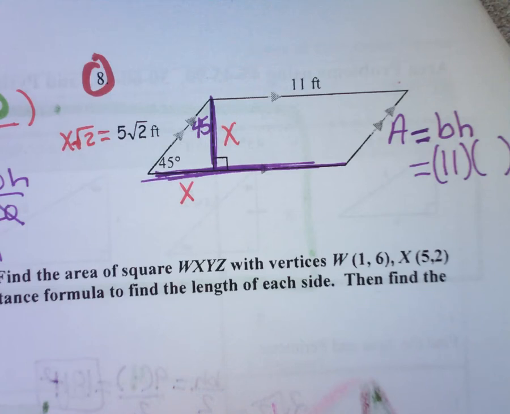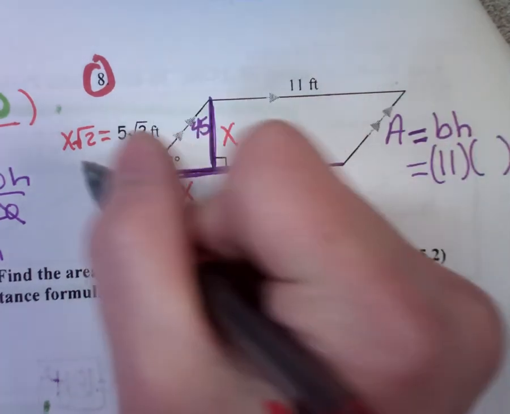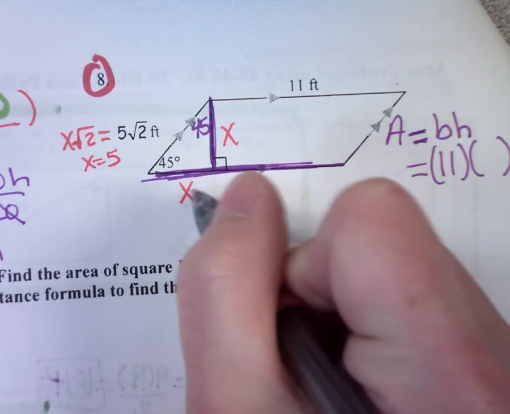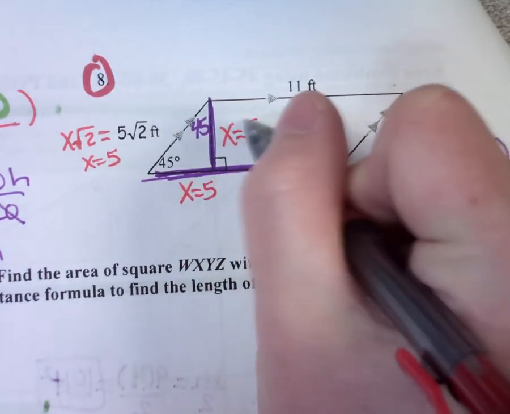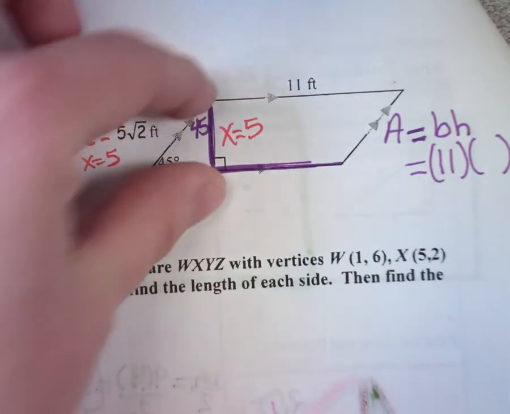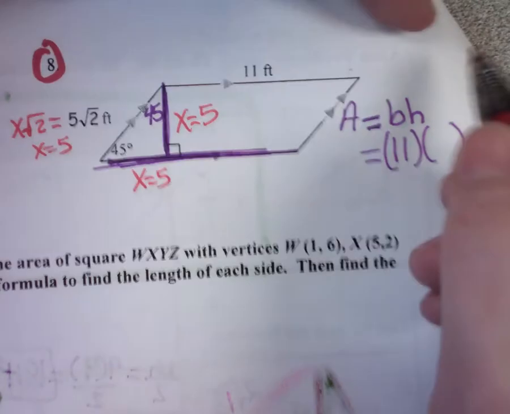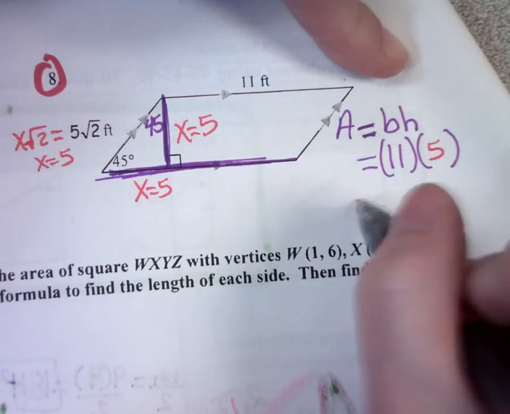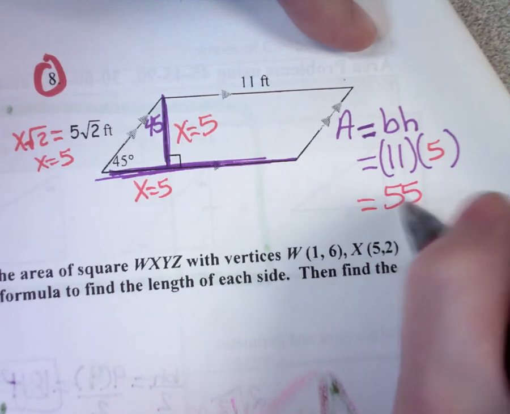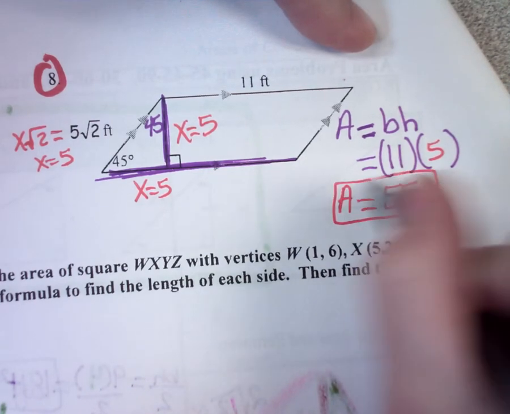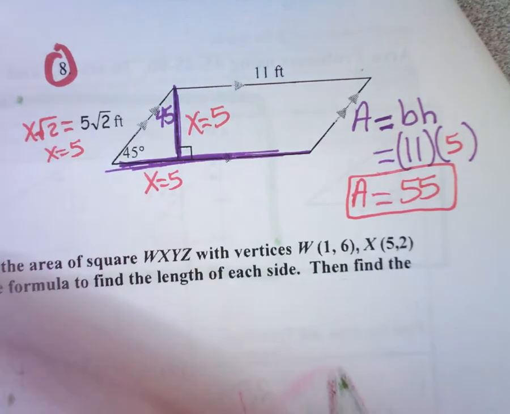Does everybody see it, that the x should be a 5? Does anybody need me to actually solve it mathematically to prove that to you? We're okay? Okay, so if I solve that, I do get that x is 5. So this little guy down here is a 5, and this little guy right here is a 5, which is the height. So I now know that the height of the parallelogram is 5, and what's 11 times 5? 55.